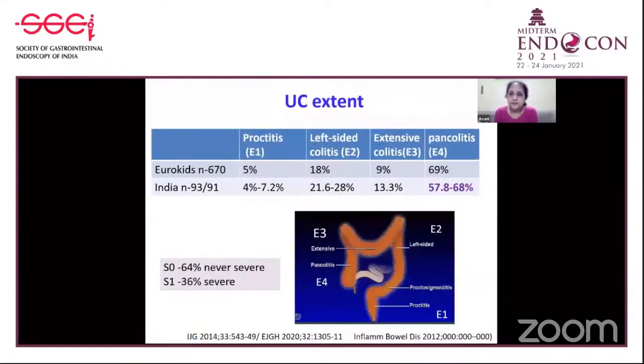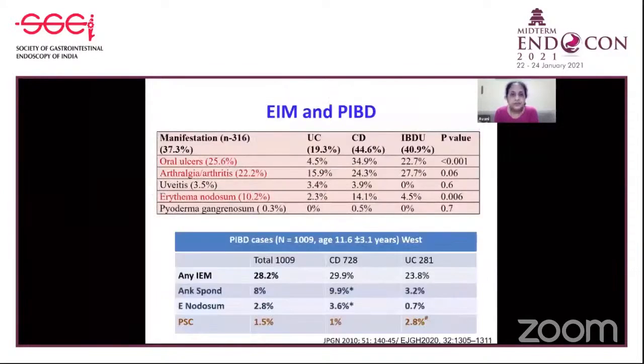In ulcerative colitis, most often we see pancolitis, which is seen in 60 to 70% of the children, and nearly a third of the children have had severe disease at one time or the other after being diagnosed as UC.